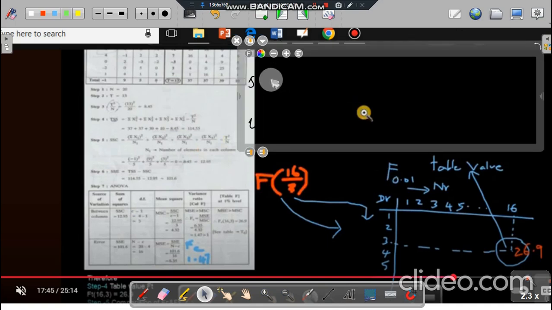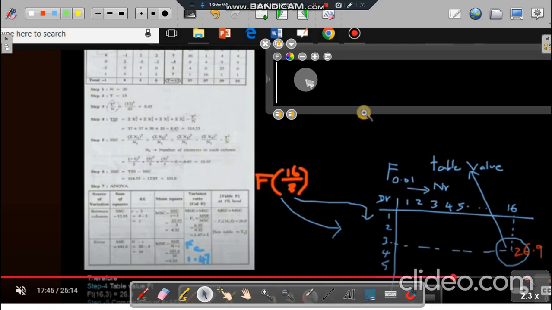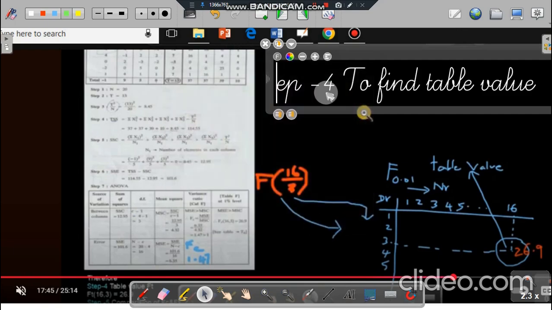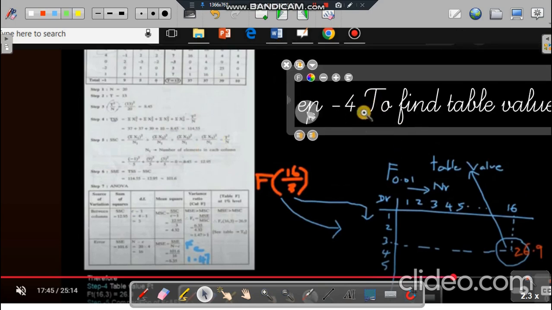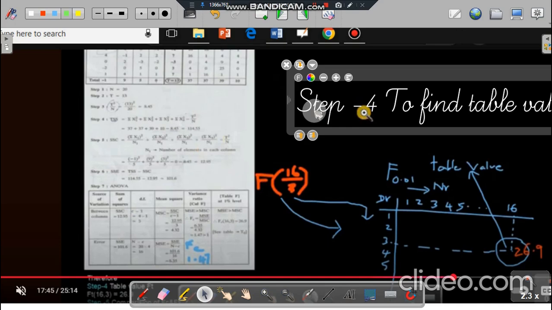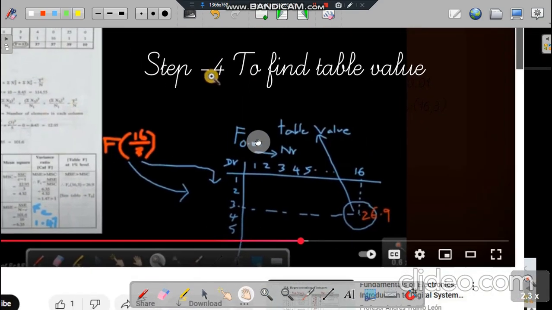Step number 4. Now let's take the white color now to find the table value. Am I correct? So that's what you have to understand. Step number 4, to find the table value here.